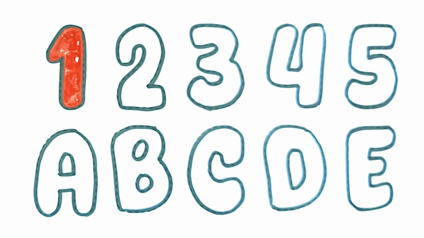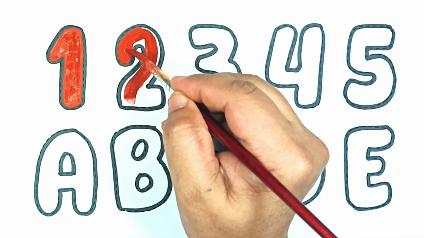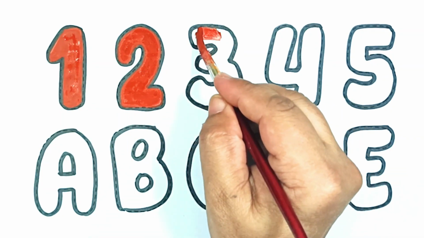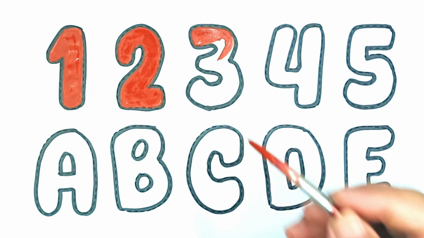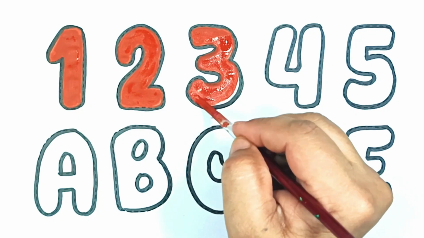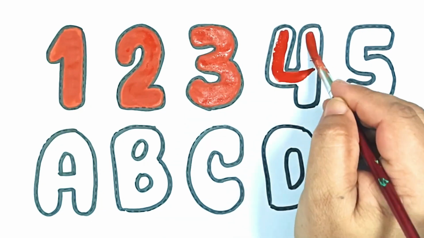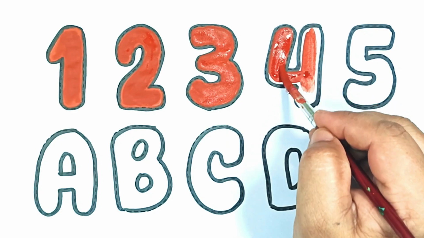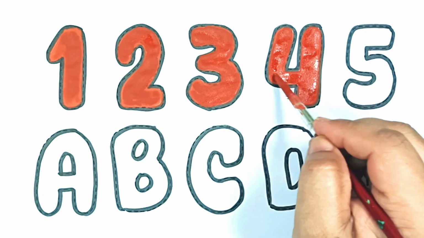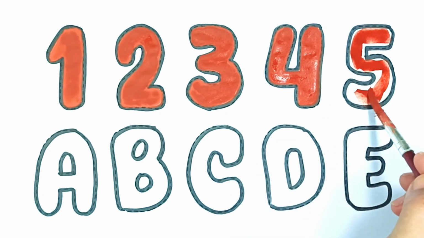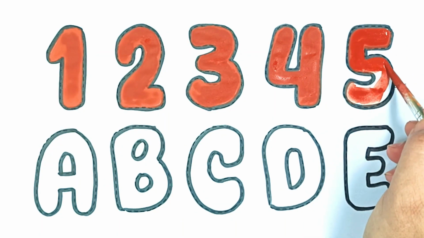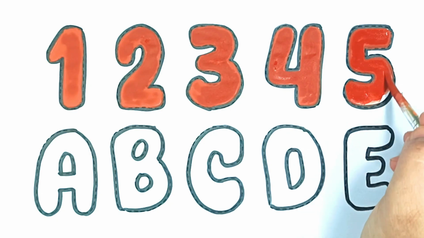One baby arrives. 2 tiny hands hold. 3 sweet kisses given. 4 cozy blankets wrapped. 5 flowers bloom.